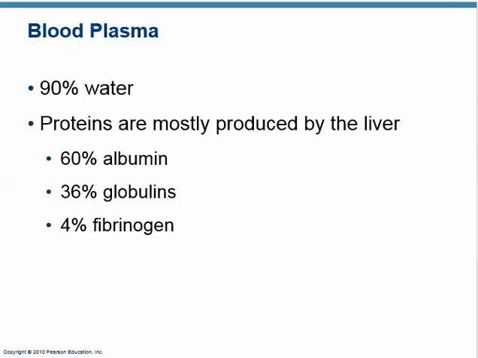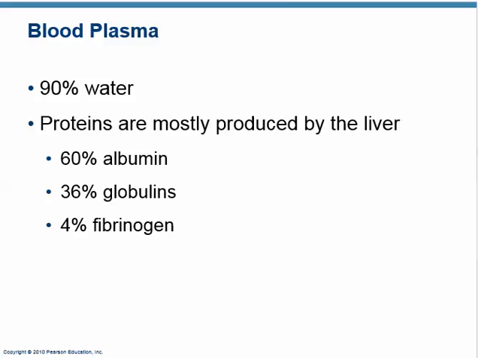So we're going to break it out and look at each of the different things. So the plasma, the part that's at the top of the centrifuge tube, the straw-colored, is mostly liquid. It's 90% water.